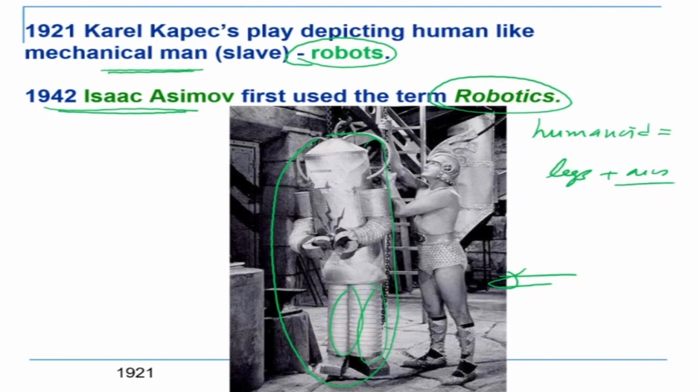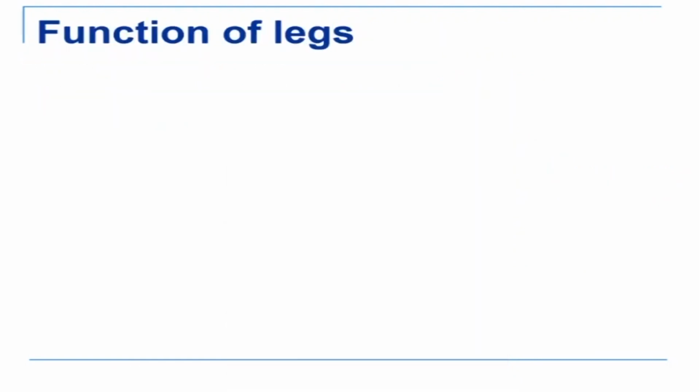It was a biped. And Isaac Asimov also talks about robots and robotics, where most of his robots are humanoids which have legs. So the early study and the very concept of robots and robotics are for systems which have legs. Okay, now function of legs.